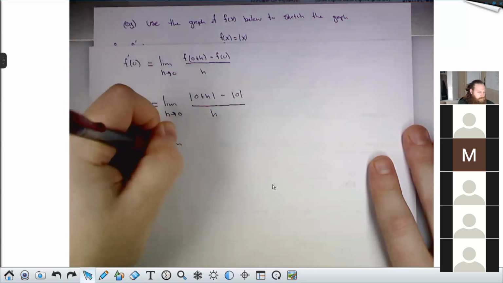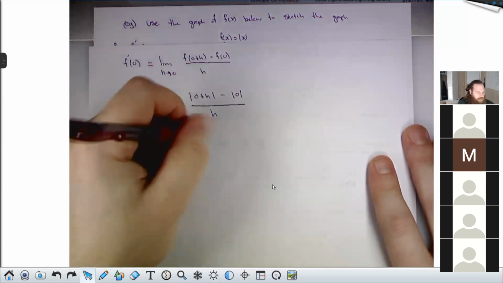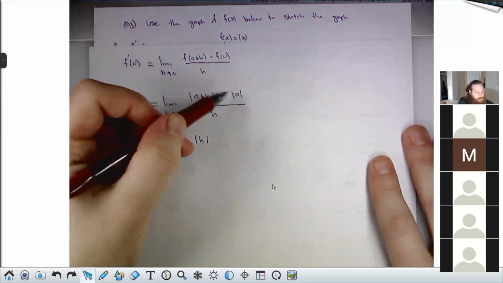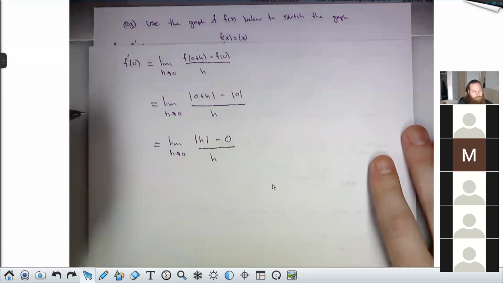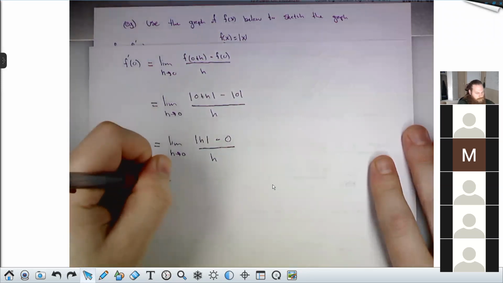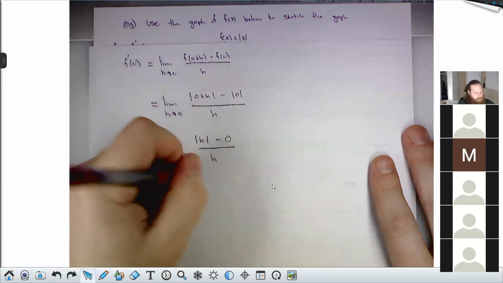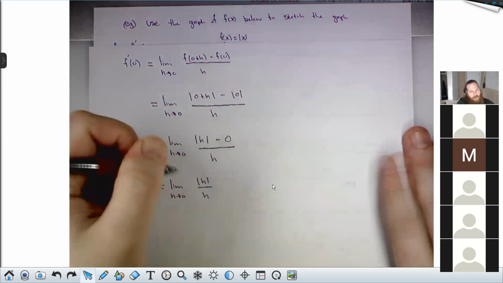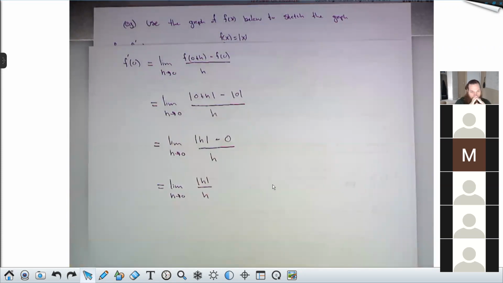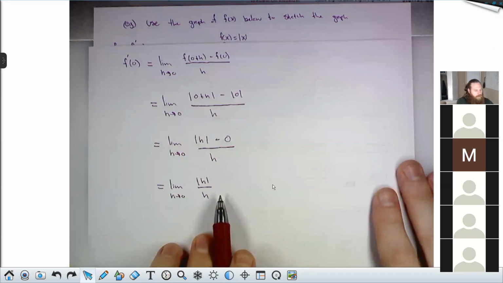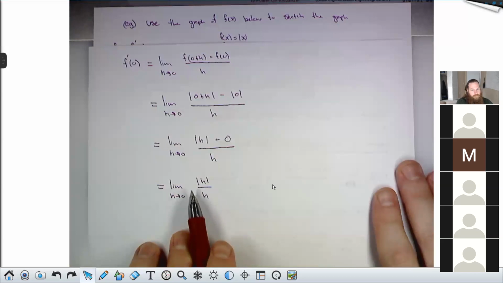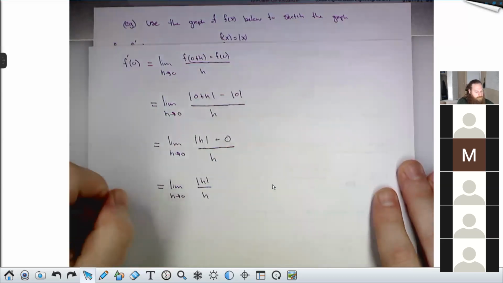Which is the limit as h goes to 0. 0 plus h is just h, so this is the absolute value of h. Absolute value of 0 is 0. H downstairs is h. So this is the limit as h goes to 0 of absolute value of h over h. And you guys have actually seen this limit in your previous homework. It was the signum function, except at 0, it's not defined to be 0. So let me show you what I mean here. I don't know how to take this limit, right? This limit is not clear. So we have to consider left and right limits separately.